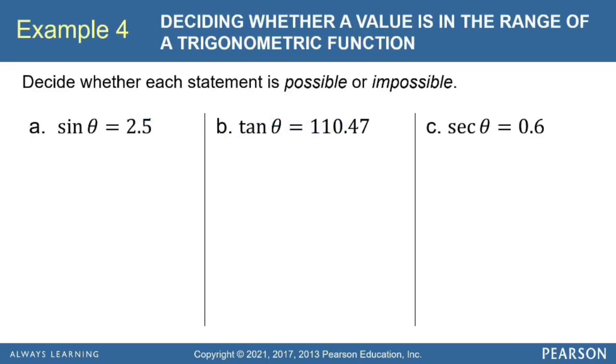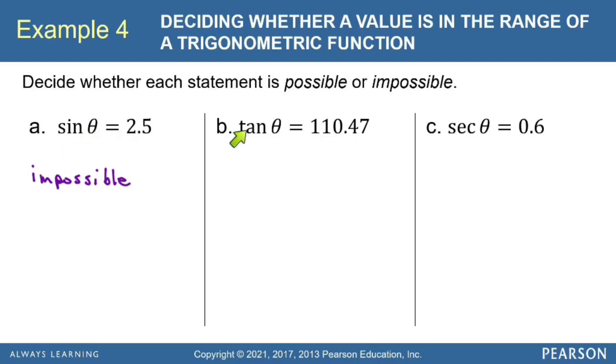So let's practice a little bit with example 4. This says decide whether each statement is possible or impossible. And in part A, it says the sine of theta is 2.5. So is it possible for an angle to have a sine value that's equal to 2.5? And we know that sine values have to be between -1 and +1. 2.5 is not between -1 and +1, so it is impossible for an angle to have 2.5 as its sine value.